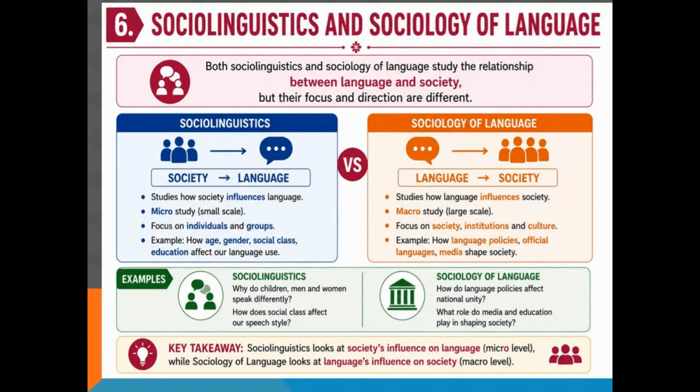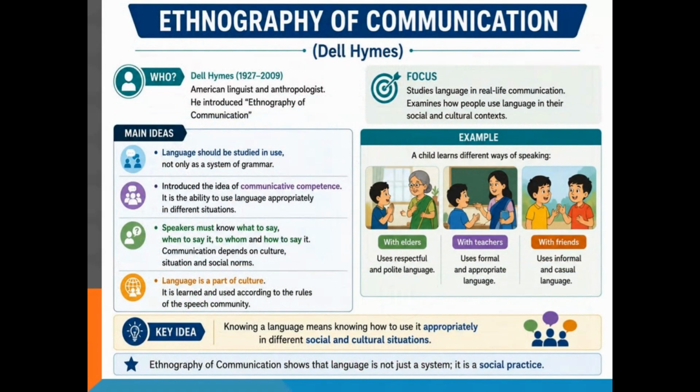Now, in the ethnography of communication, Dell Hymes believed that studying grammar alone was not enough. He introduced the concept of communicative competence. According to him, we should study how people actually use language in real life situations. He gave the example of children who have communicative competence and naturally learn to speak according to the situation. They are easily influenced by the culture around them. He was interested in questions like who is speaking, to whom, when, where, for what purpose.